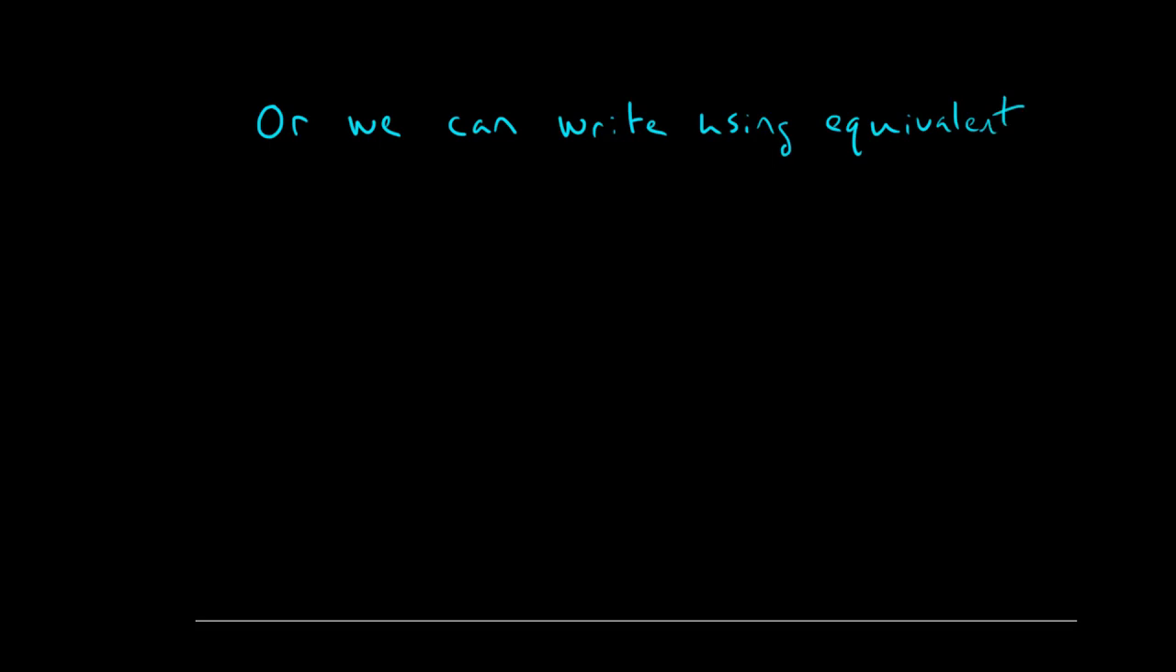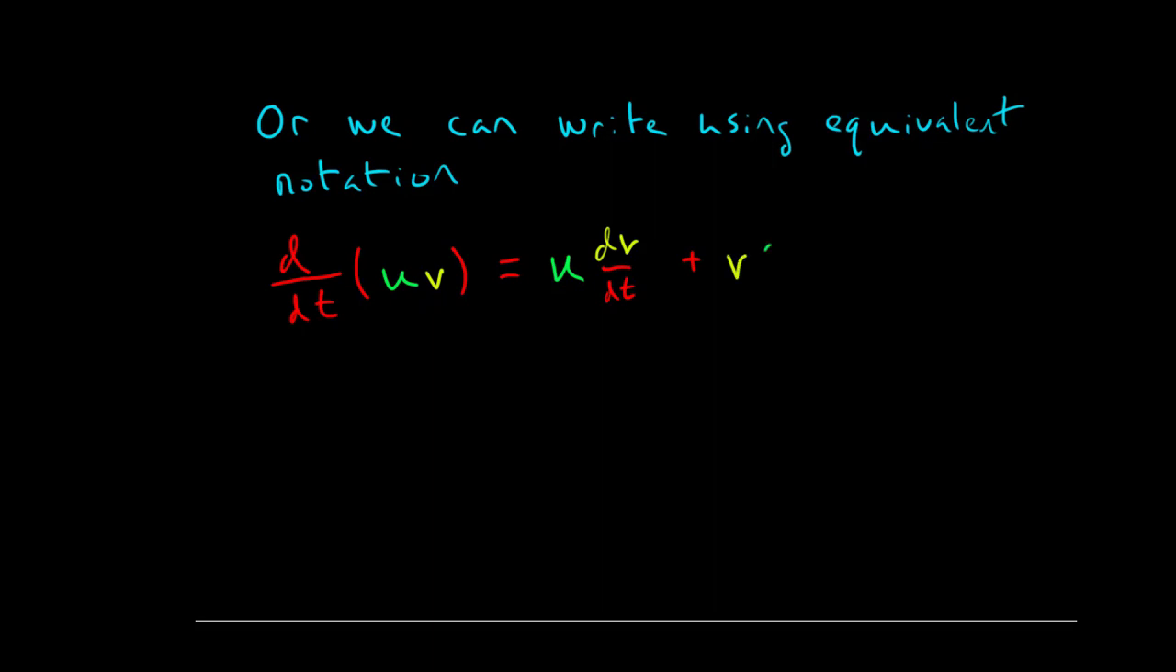I'm getting a little ahead of myself here, but we can also write this equation. It's going to come back again, so hopefully I won't lose too many people, using equivalent notation d/dt of u times v. Remember, u and v are both functions of t, equals u times dv/dt plus v times du/dt. Okay? That's the product rule.